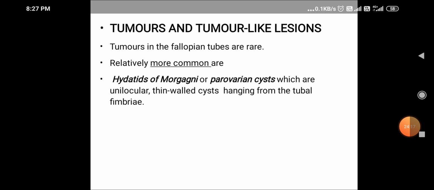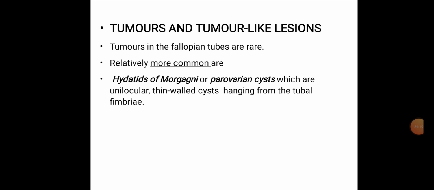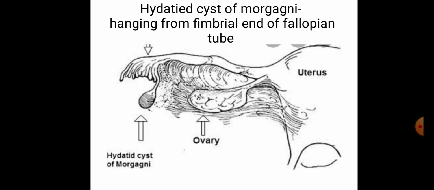Now coming to tumors and tumor-like lesions. Tumors in the fallopian tubes are rare. Relatively more common are hydatids of Morgagni or para-ovarian cyst, which are unilocular, thin-walled cysts hanging from tubal fimbriae. So here in this photograph we could see uterus attached to fallopian tube, ovary and fallopian tube, and the hydatid cyst of Morgagni, which is represented by arrows, is seen hanging from the fimbrial end of the fallopian tube.